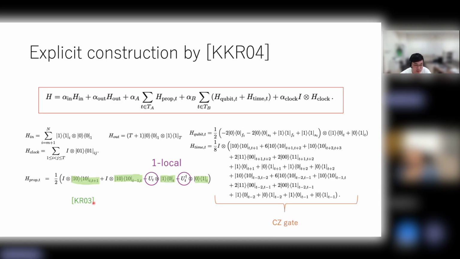Earlier than that, Kempe and Regev reduced the locality of this forward-backward time-moving operators. So indeed, the whole local Hamiltonian is a 2-log.